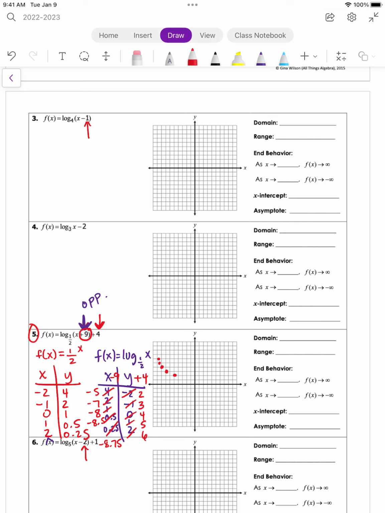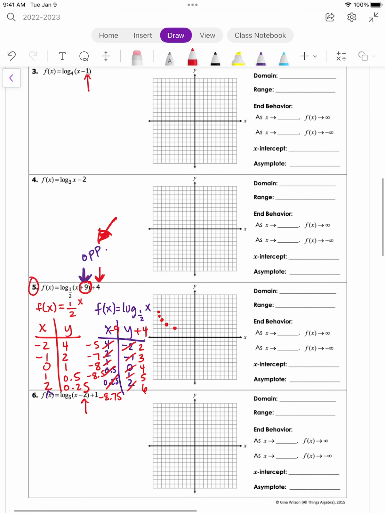But don't forget, you always have to think opposite. So my asymptote's not going to be at +9 for number 5. My asymptote's going to be at -9 because you have to think opposite, don't forget, on the h value. Okay, so there's my asymptote at -9. So again, I'm looking at the number inside the parentheses, just opposite. So I could already write my asymptote x equals -9.